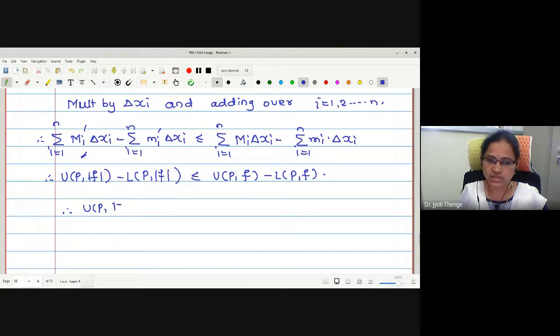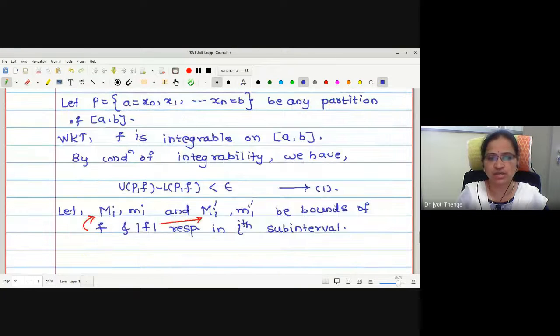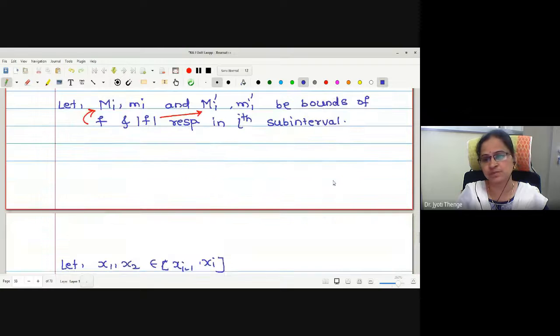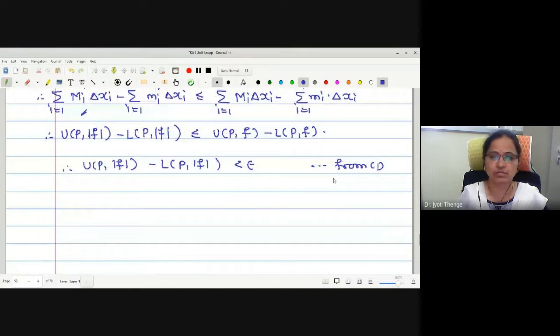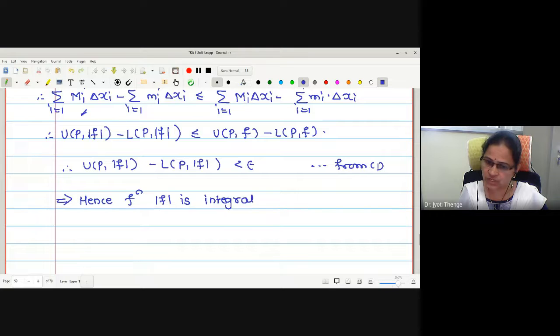Because the function f is integrable. What is the reason? From 1, no? 1 is the number we have given, I think. Let me check. Yes, U of P f minus L of P f is less than epsilon. This is given by statement number 1. What does this imply then? Hence, the function mod f is integrable. Whenever f is integrable, we can claim mod f is integrable on the given interval a to b.